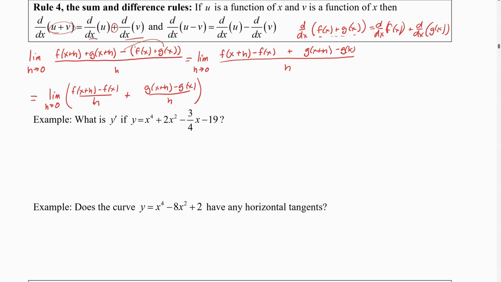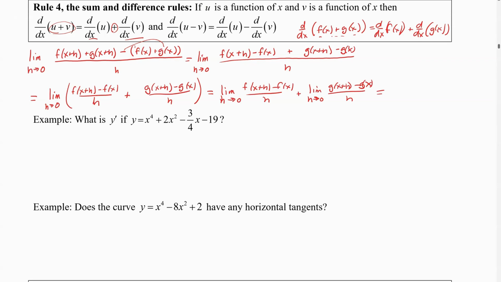Now, in pre-calculus, there's probably a day in which you learned about all the properties of limits, and then you probably promptly forgot them. Well, one of those properties that's real handy right now is that the limit of a sum of two things is equal to the sum of those limits. So I can replace this with the limit of f of x plus h minus f of x over h plus, and here's the new part, the limit as h approaches 0 of g of x plus h minus g of x all over h.